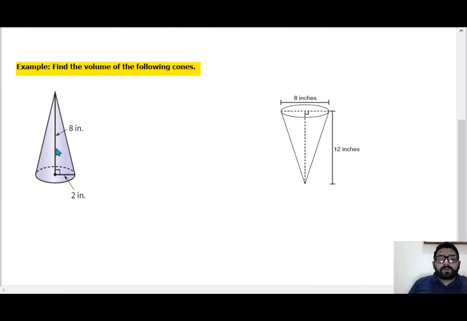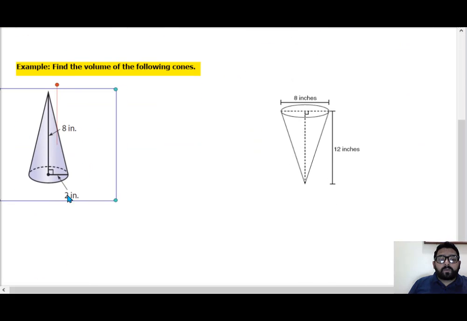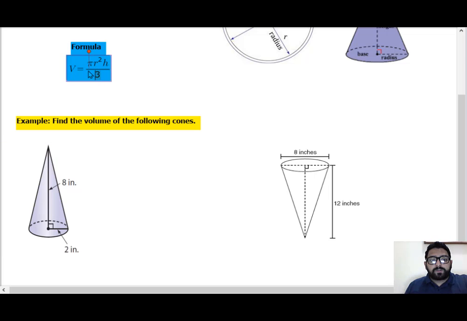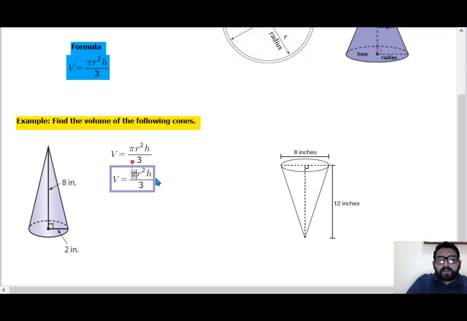Here I have some examples. We have this cone with a radius of 2 and an altitude of 8. The first step is to copy the formula for the volume of a cone. Then we are going to replace values. Remember, the value for pi is 3.14. The radius in this case is 2 inches, so we copy the 2 inches to the second power, and then the altitude, which is 8, and we copy divided by 3.